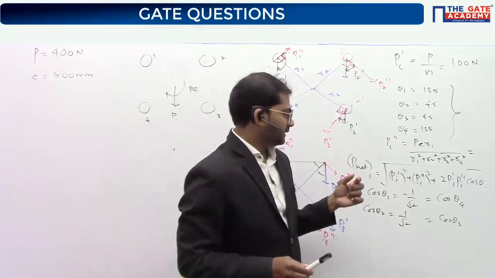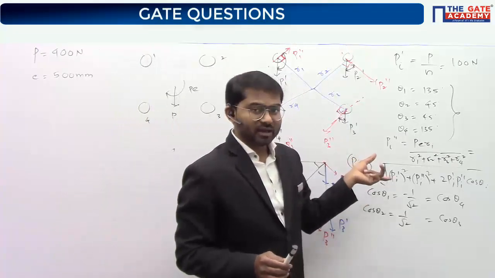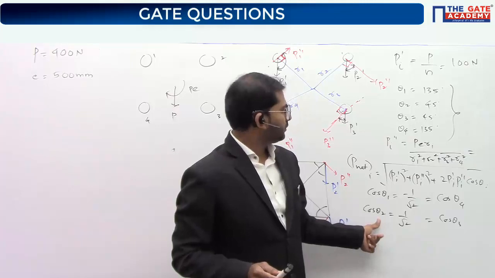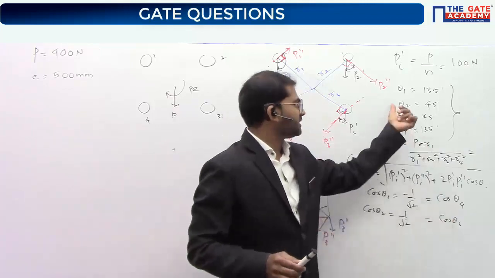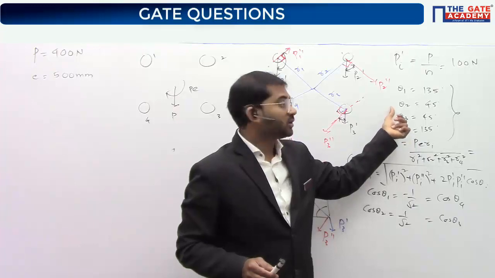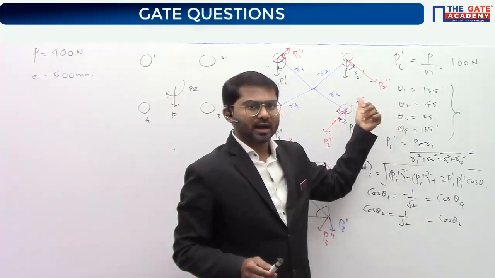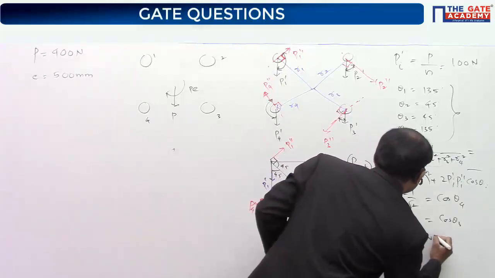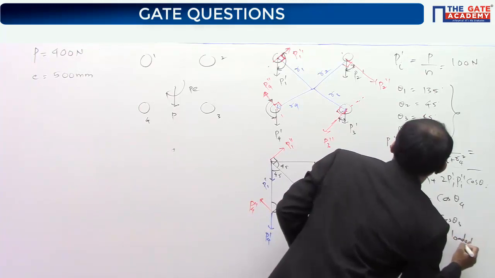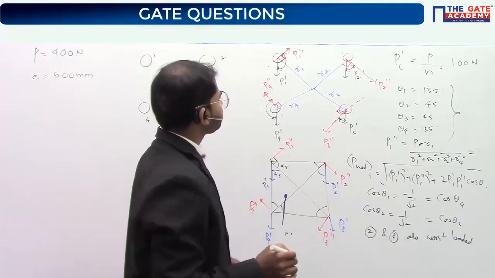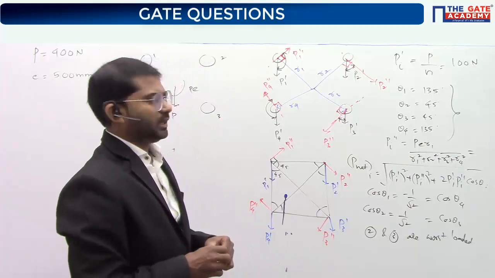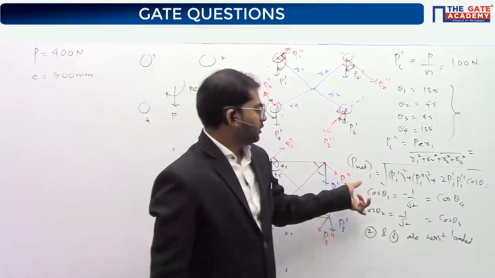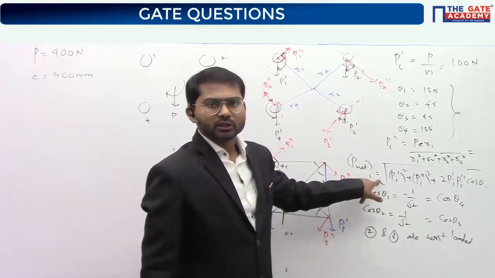If you see which cos theta value is higher in all four cases, it is 1 by root 2. So theta 2 and theta 3, as they are the same, will give rise to the highest value of load. So rivets number 2 and 3 are the worst loaded rivets. As theta is the same, both will have the same value. If you substitute in this formula, you'll get the answer.